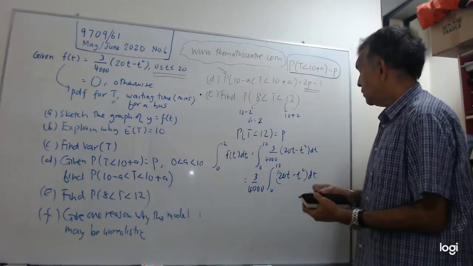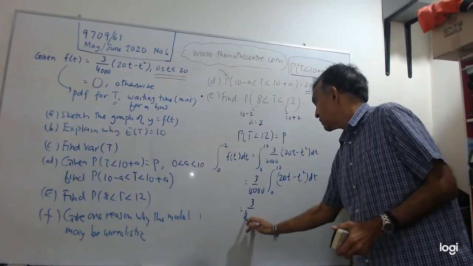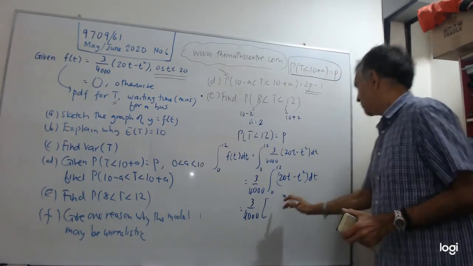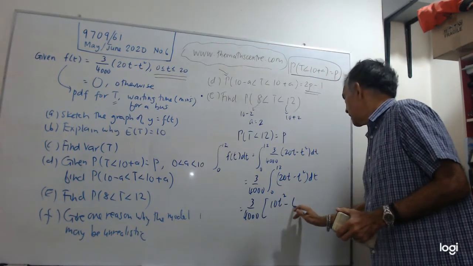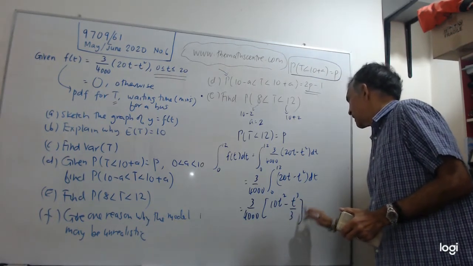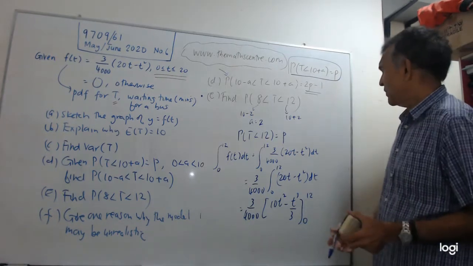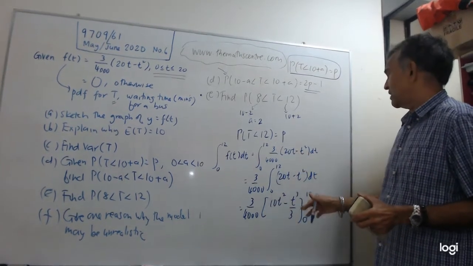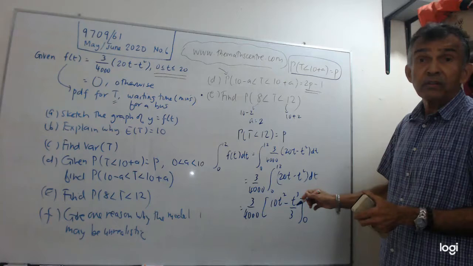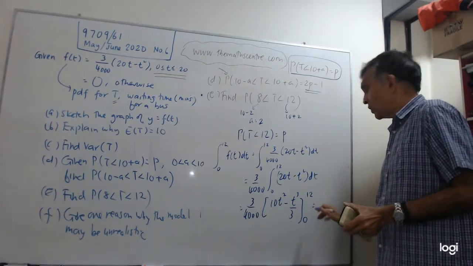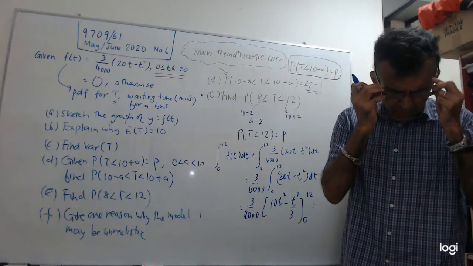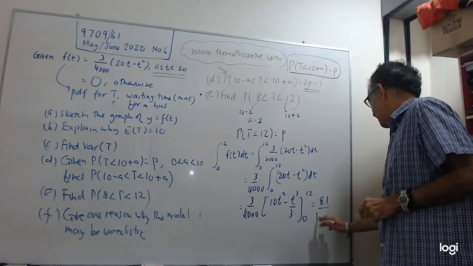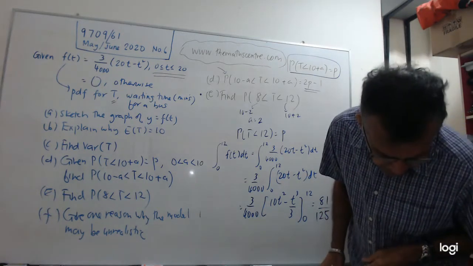So let's do that. This is 3 over 4,000. I took out the 3 over 4,000. Then I have 20t, which I integrate to get 10t squared minus t cubed over 3. It's simple integration; you can do that yourself. Plug in the value of 12, and let me look at my answer. When you do that, you will get 81 over 125.